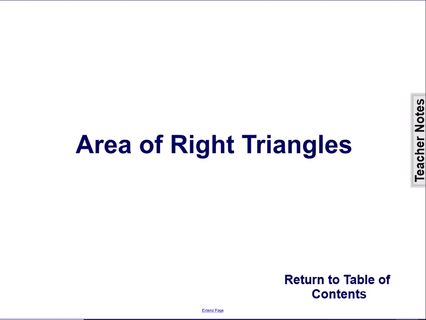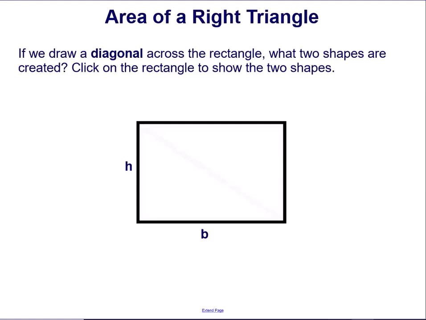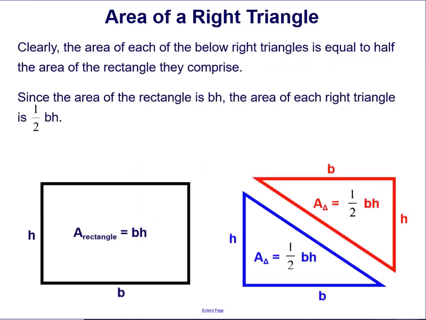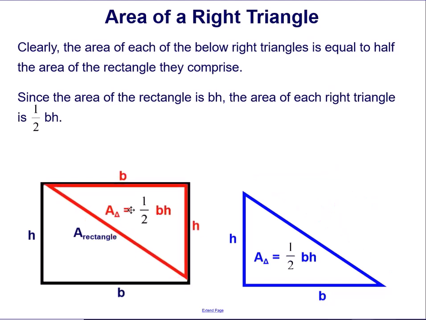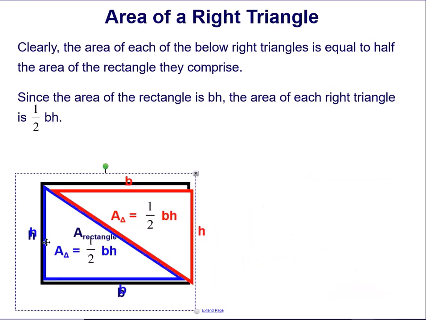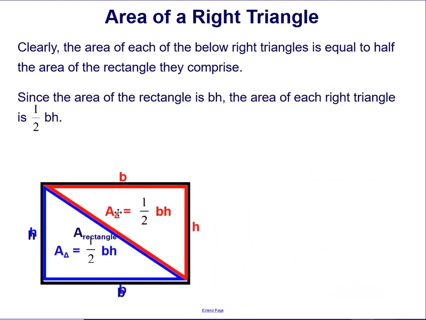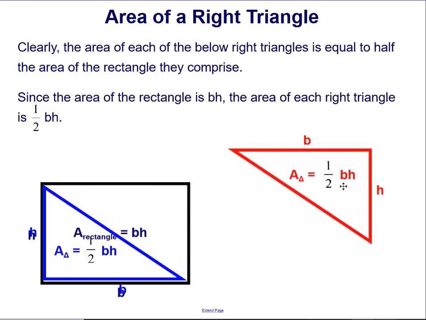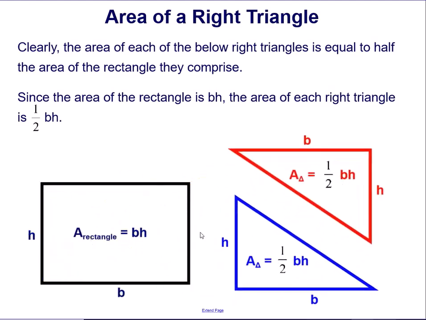Area of right triangles. If we draw a diagonal across the rectangle, what two shapes are created? Clearly, the area of each of the below right triangles is equal to half the area of the rectangle they comprise. Since the area of the rectangle is BH, the area of each right triangle is 1/2 BH. And if I just move these over, I can see that they definitely together make the rectangle. So the area of each individual right triangle is 1/2 the base times the height.